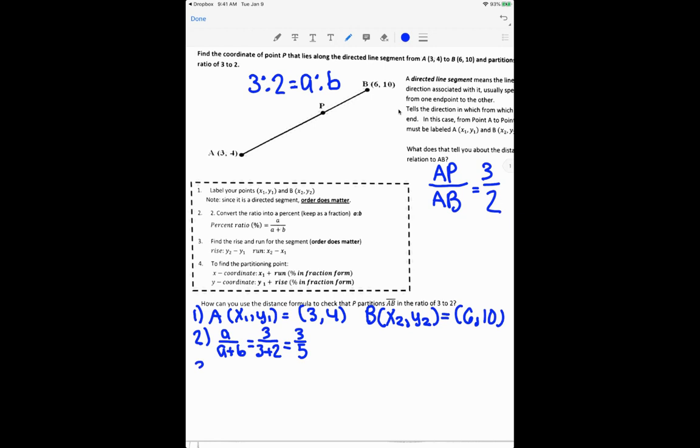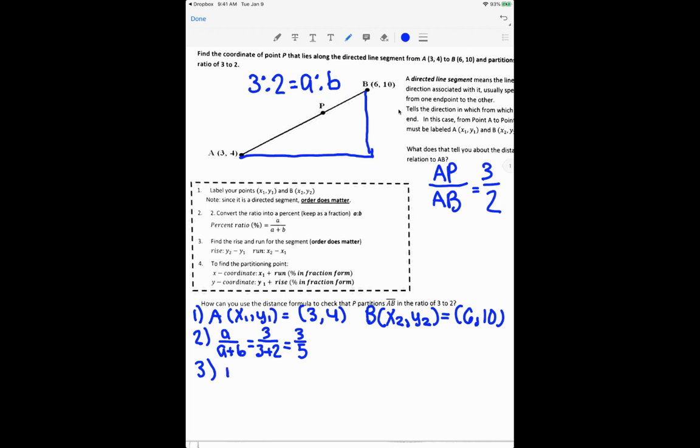Okay, step 3, find the rise and run for this segment. Order does matter. So because A is our x1, y1, and B is our x2, y2, we're going to have to figure out what the difference is. And just to give you a visual, since this is plotted for you accurately, we're looking at the change in y, so that's this vertical change here, and the change in x. Okay, so if I were to do this, it tells us exactly what to do.